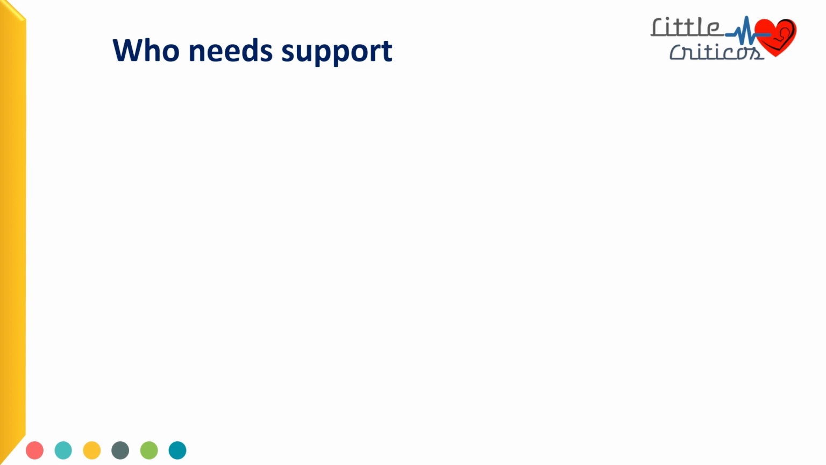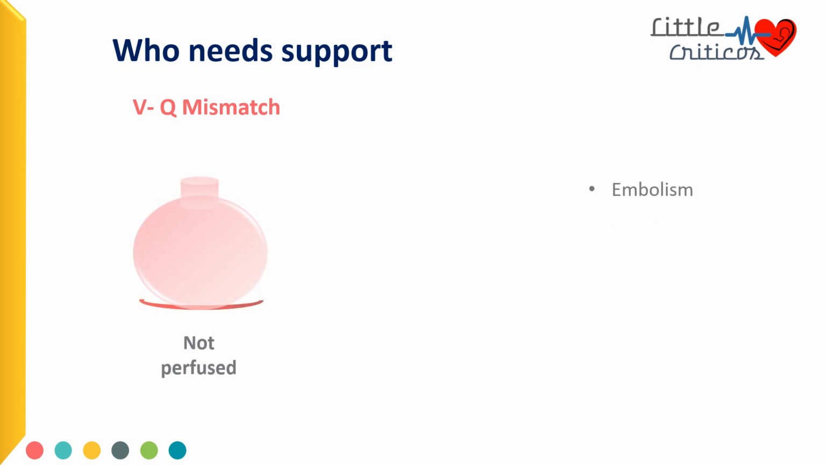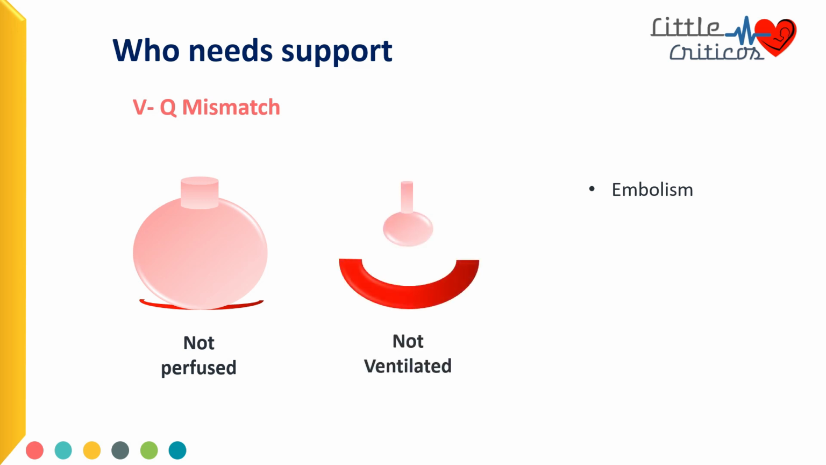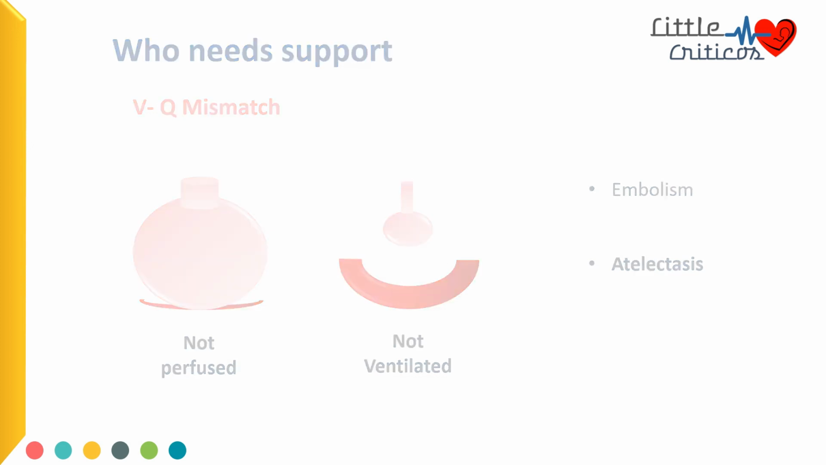Finally, there can be a defect in ventilation and perfusion leading on to a mismatch. There can be a well ventilated alveoli which is not perfused, which occurs in cases of pulmonary embolism, or there can be alveoli which is not ventilated but well perfused, classically seen in atelectasis. Both these conditions will cause VQ mismatch leading on to hypoxia.